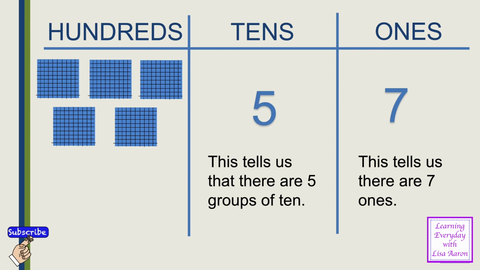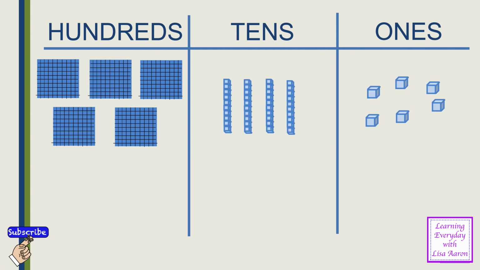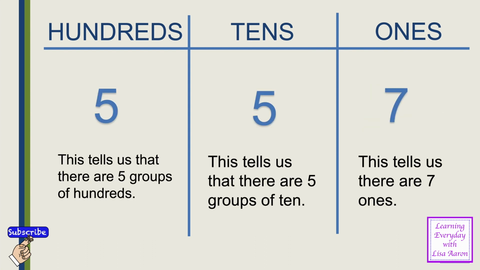How many hundreds do you see? This tells us that there are 5 groups of hundreds. The number you see is 557.